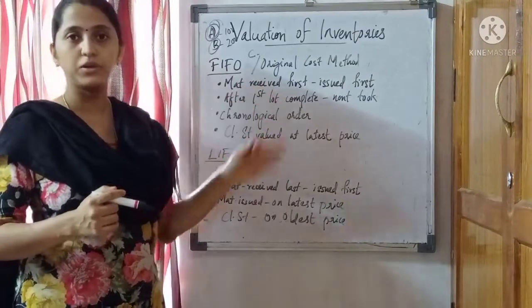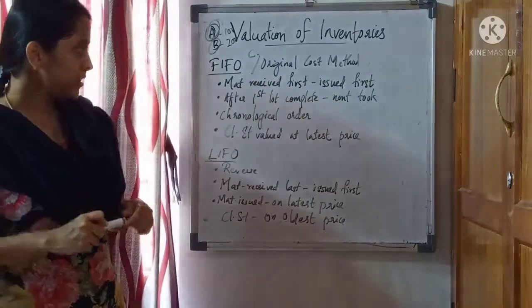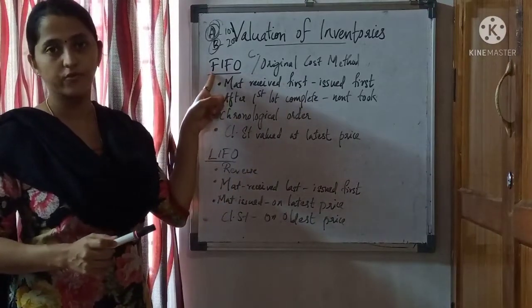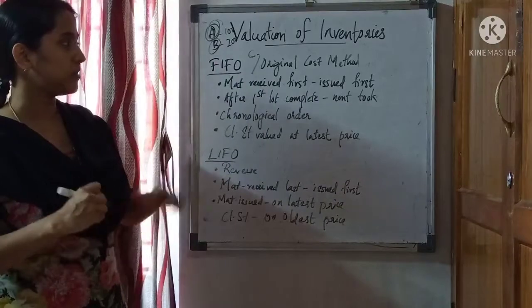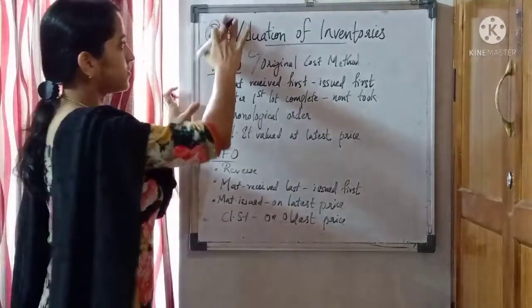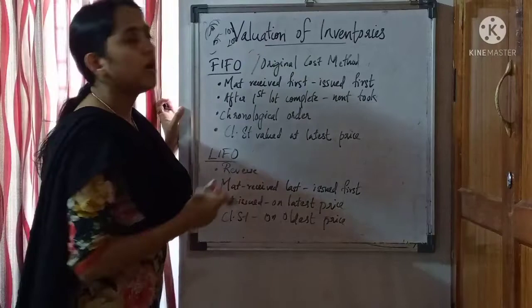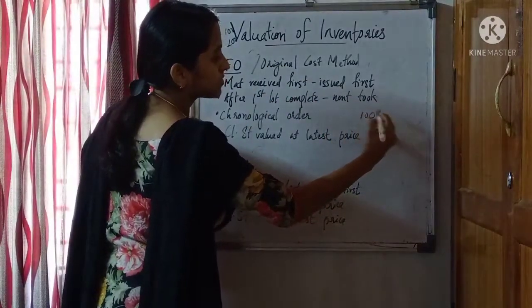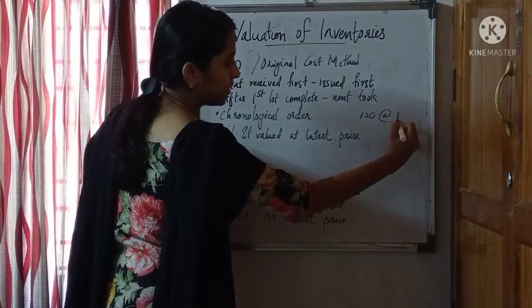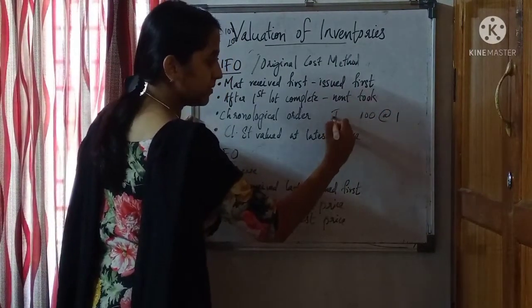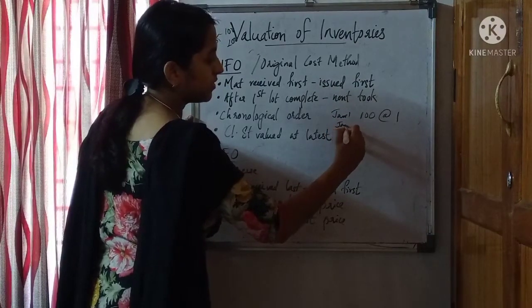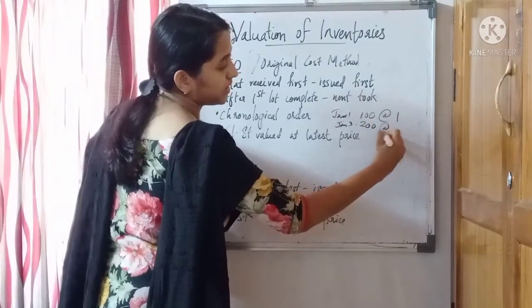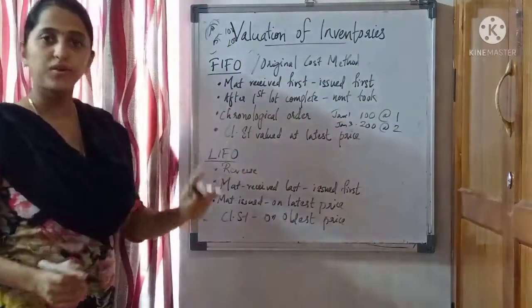You will be more clear while doing the problem. Another method is the LIFO method. The LIFO method is just the reverse of the FIFO method. I'll tell one more example instead of A and B. We have purchased 100 units at the rate of rupees 1, say on January 1. Then on January 3, we purchase another 200 units of material at the rate of rupees 2. Let this be the situation.